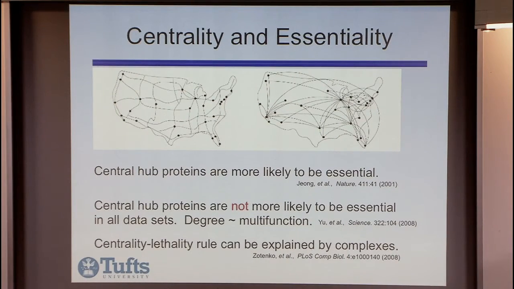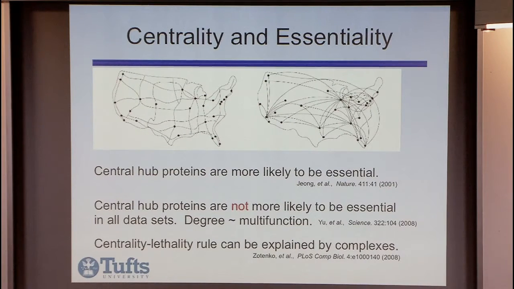is that we're seeing complexes. If something is connected, if something is hubby, it's probably part of a big complex. If it's part of a big complex, it's either highly enriched for being essential or highly depleted for being essential, depending on what it does. And we're throwing all that data together, and we're not teasing it out, and we're getting this picture that centrality makes you essential, but it's really not.